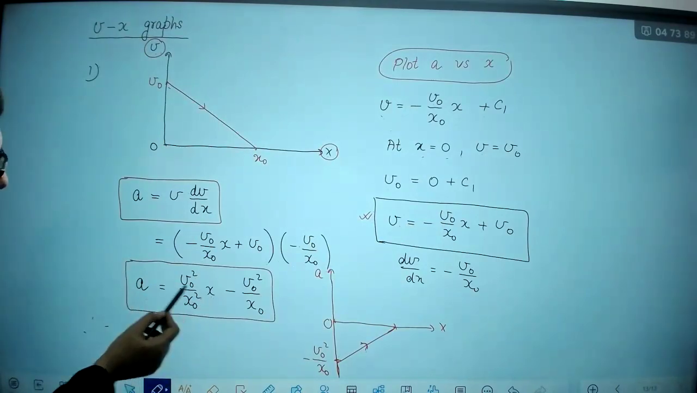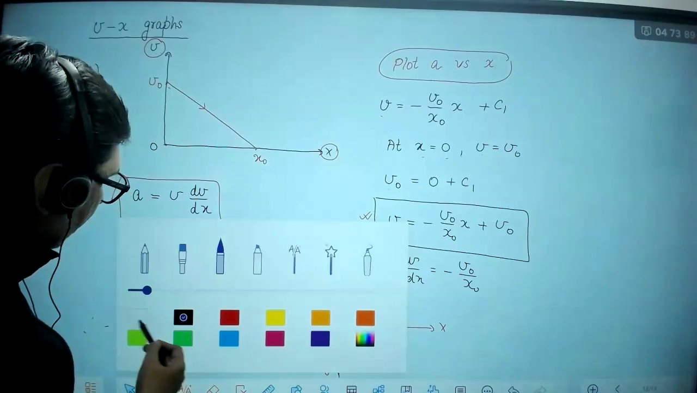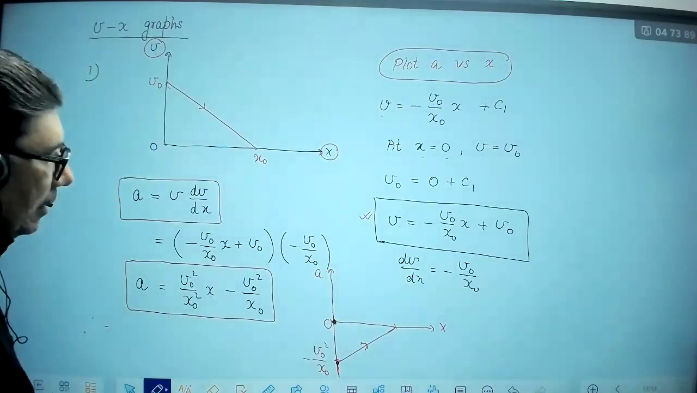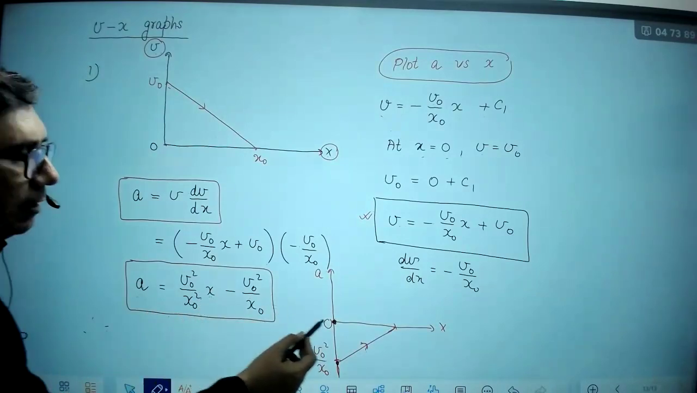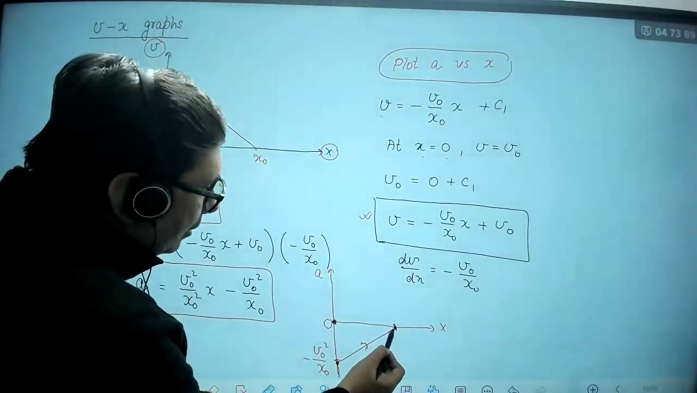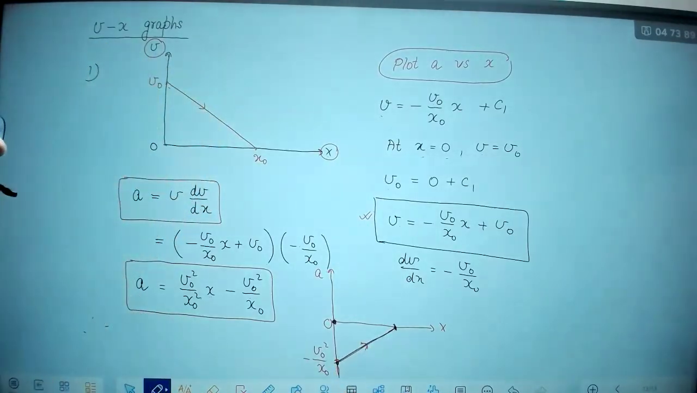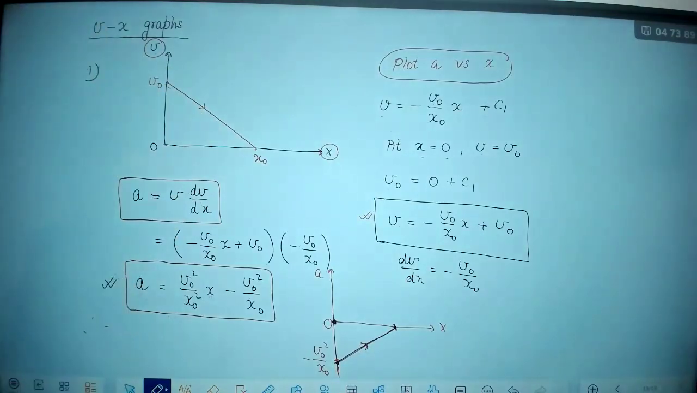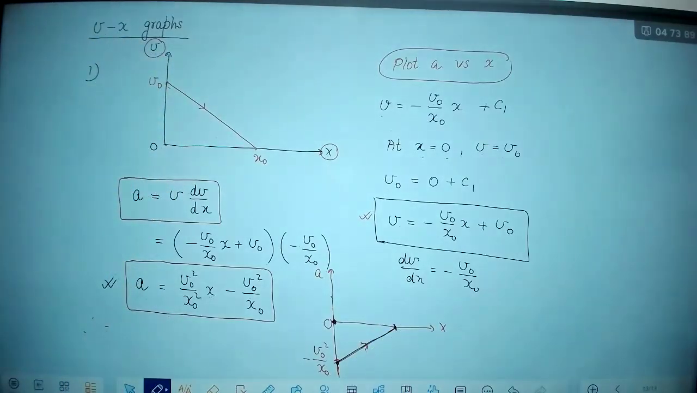At x equal to 0, a will be negative. So at x equal to 0 here, acceleration will be negative, so it will be somewhere here. If I place a is 0, then x will be some positive value. So this will be a straight line. This is going to represent acceleration as a function of x. This will be the formula for the acceleration, and this is the plot of acceleration as a function of x. So in this way, you can plot this curve.